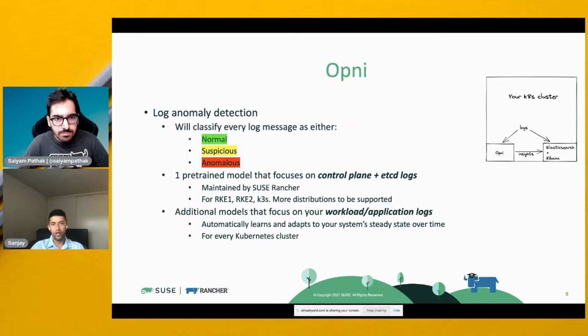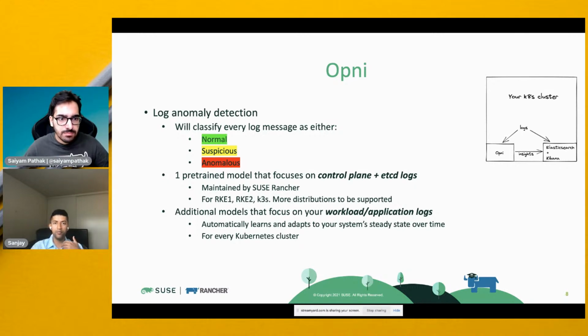So Opni initially does log anomaly detection. It's going to classify every single log message as either normal, suspicious, or anomalous. And so this will immediately help operators with the problem of what logs they should start looking at when investigating an incident. Reducing the scope of log messages from, say, 100,000 logs in the last 10 minutes down to maybe 5,000 logs significantly improves mean time to detection.